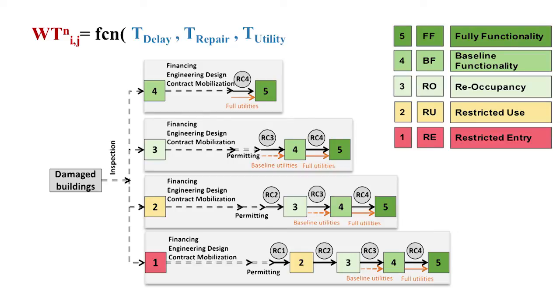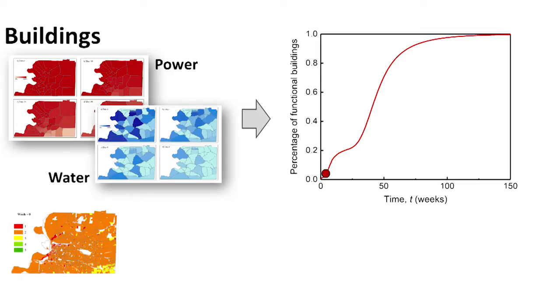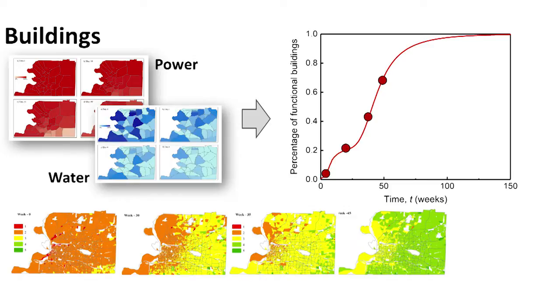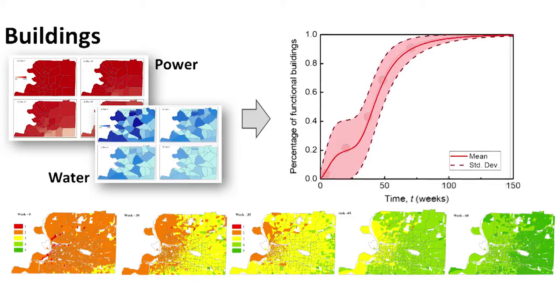These calculations are evaluated for the entire building portfolio, given the state of the system at any given time. Finally, the combined information of the utility recovery, along with the modeled delay and repair times, again provides a framework for spatial temporal visualizations. Additionally, this model provides a consistent and rigorous treatment of the various uncertainties involved in recovery.